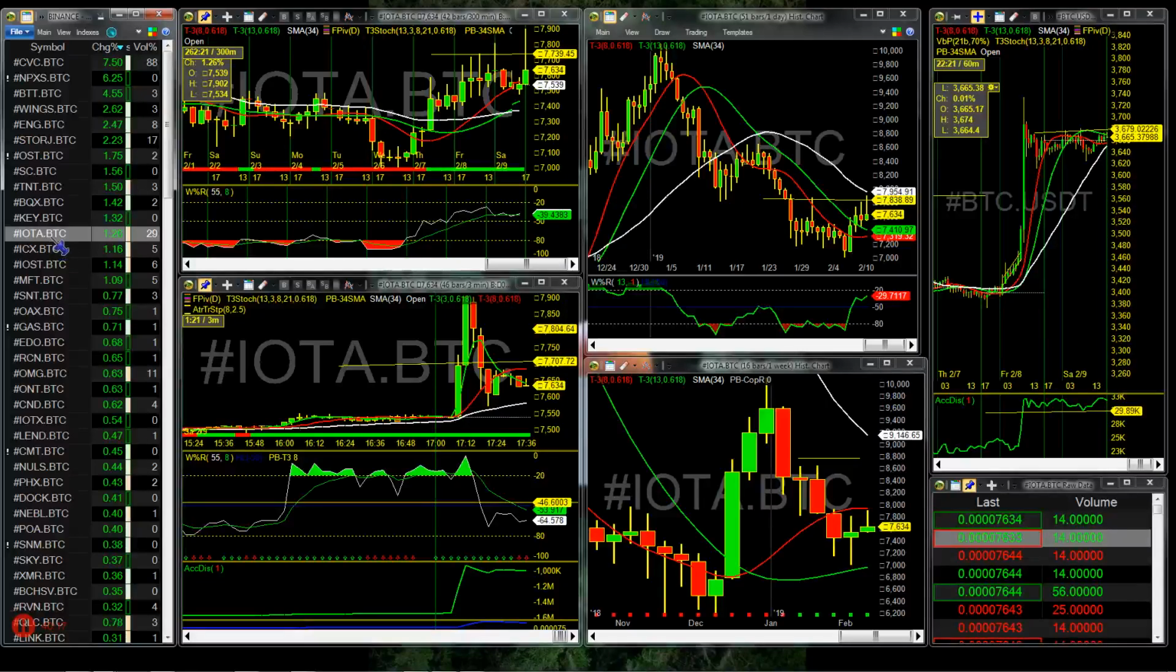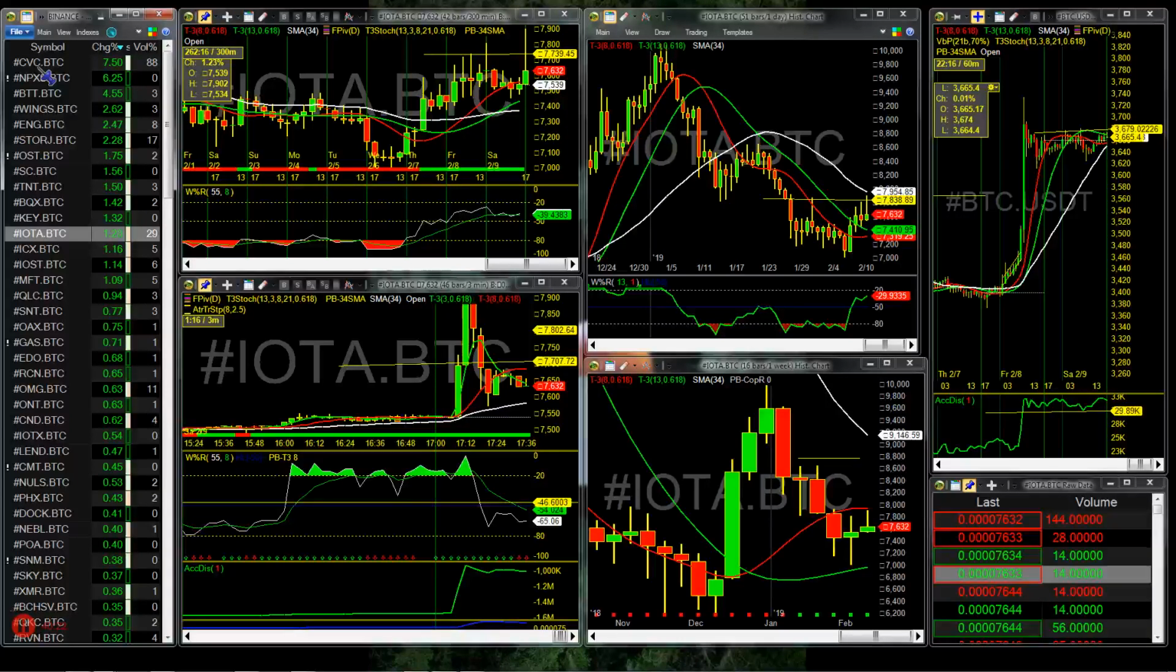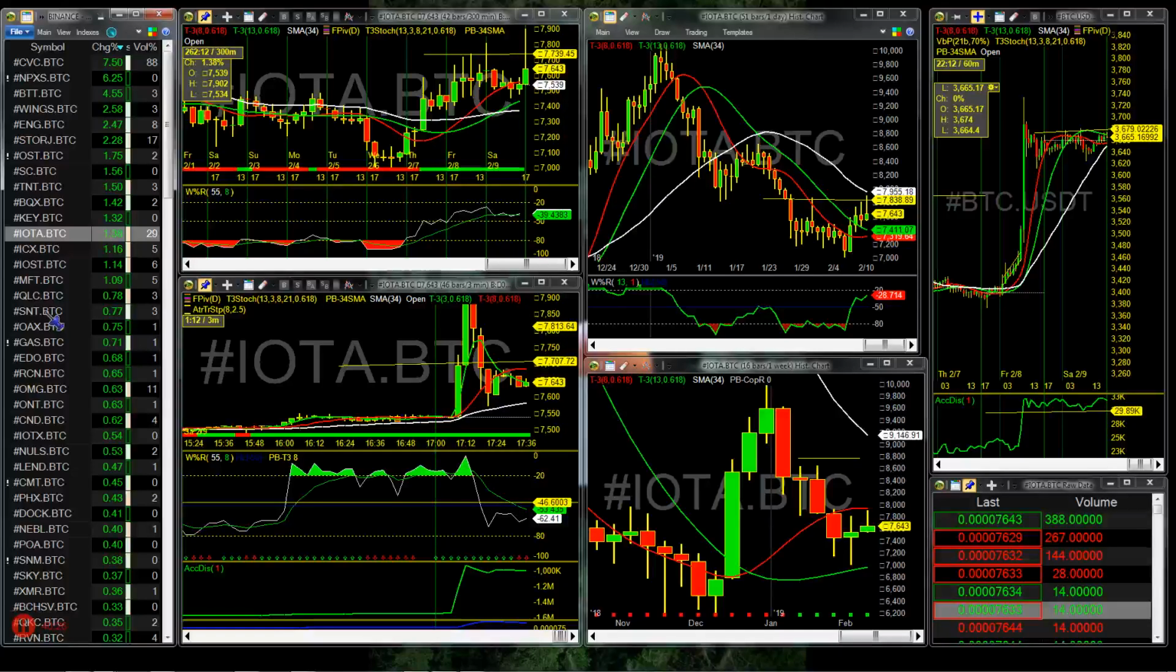Wait for a return on IOTA. TNT had a previous high break coming in. ENG, Wings, CVC, MFT. Lots of good ones at the top.